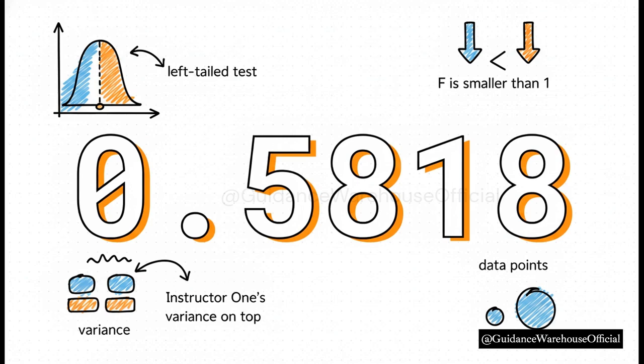Remember earlier when we said F is usually greater than 1? Well, that's generally for right-tailed or two-tailed tests. Because we intentionally set this up as a left-tailed test to see if group 1 was smaller, getting an F ratio less than 1 is exactly what we need to test our theory.